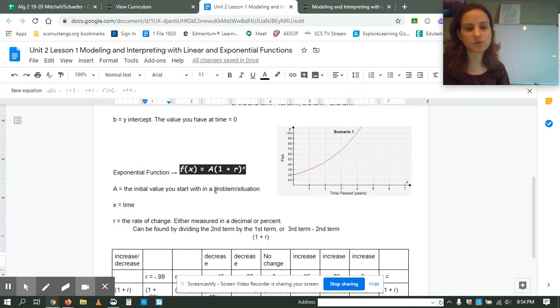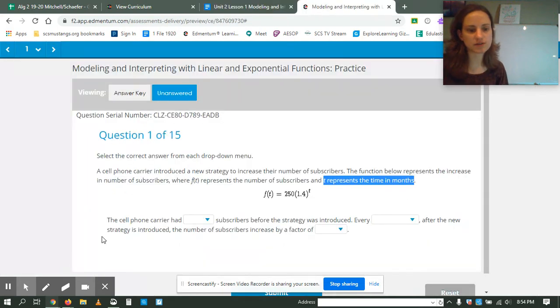It's the initial value. Where are we going to start with the problem or situation? Looking at the drop-down boxes, it tells us the cell phone carrier had blank subscribers before the strategy was introduced. So we're looking for where everything started. Everything started at 250 subscribers. And then every blank after the new strategy was introduced.